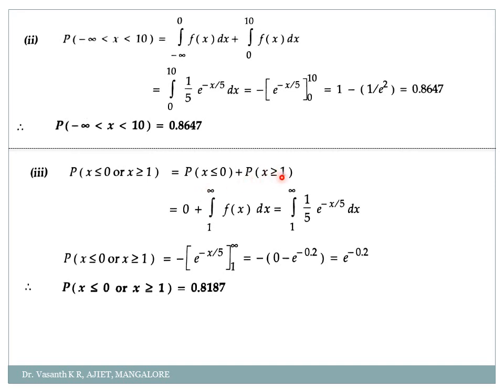So greater than 1, can I do that? Yes, from 1 up to infinity. So the integral from 1 to infinity of f of x into dx. Again integrate it, we will get the final answer as e power minus 0.2, that is equal to 0.8187. You have to calculate it by yourself. This is all just like clerical work, my dear students, but my engineering work will come here. Okay, this is the main part of the problem.